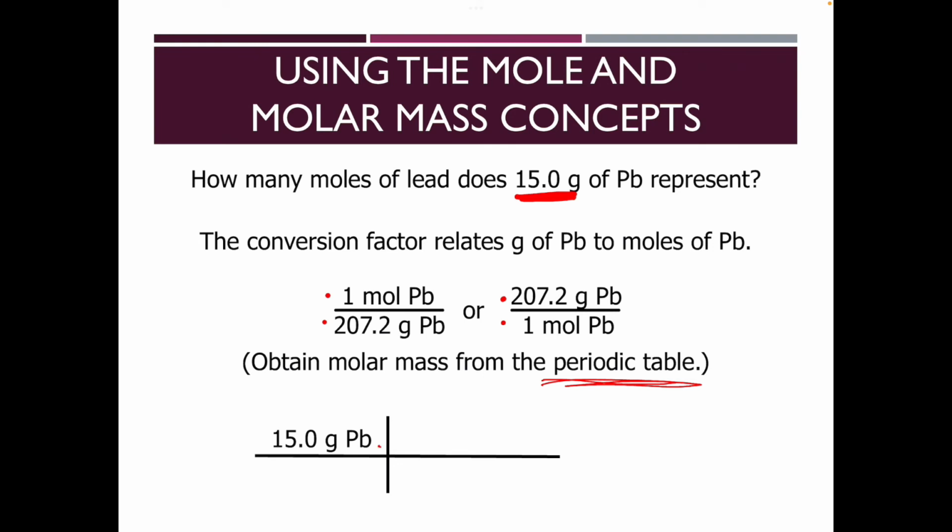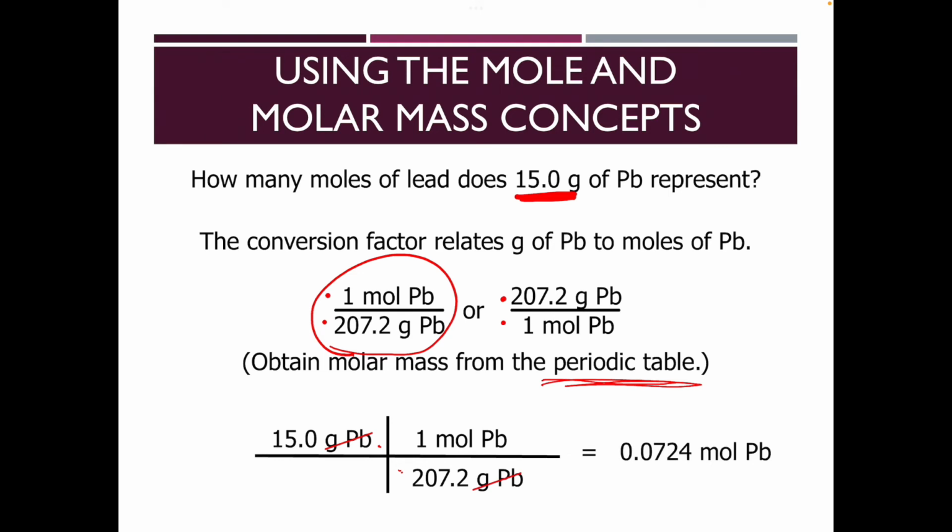Here, since we have 15 grams of lead, we need grams of lead on the bottom. So the one that has grams of lead on the bottom is this one. So we'll put 207.2 grams of lead on the bottom and 1 mole of lead on the top. We make sure our units cancel, and then we've got our answer. You'll notice that I've rounded my answer to the correct number of significant figures, and in every box and my answer, I have the number, the unit, and the chemical. Make sure you do too.